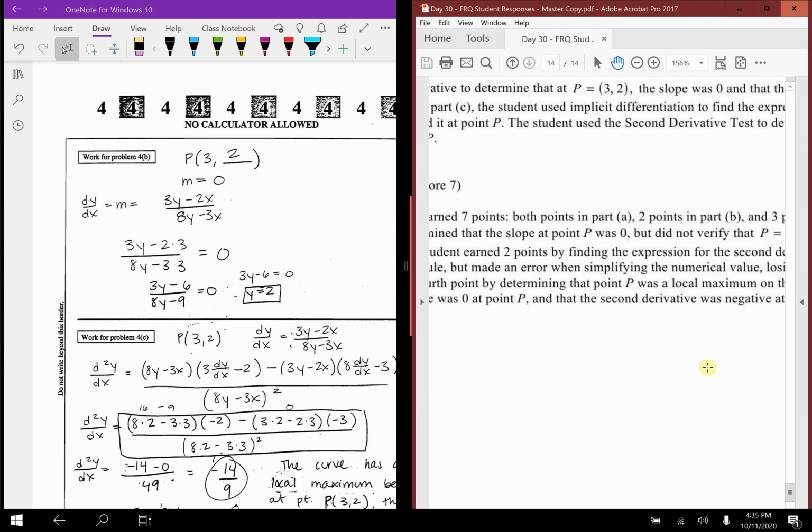On part B, they took this 3, they substituted into the derivative, and they found that the point that makes this derivative equal to 0 is the point 3, 2. But do you see their mistake? Sometimes the derivative lies to us, right?